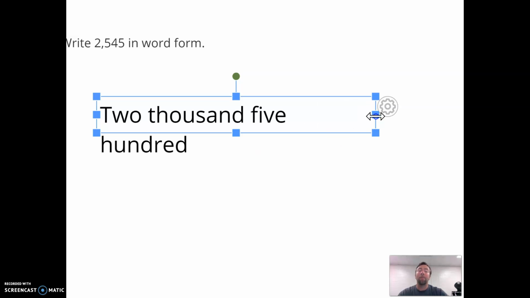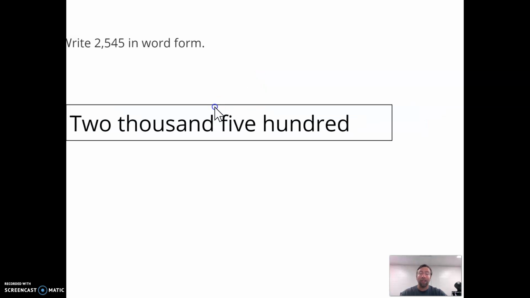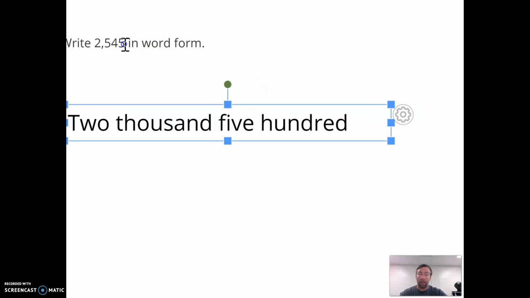All right, and then one common mistake people make is they'll put the word "and," because that's often the way that we say these when we say them out loud. We'll say 2,545. But you've probably heard this before. Technically, we don't use the word "and" unless there's a decimal. A decimal would be denoted by the word "and." So since there's not a decimal in this number, we don't use "and."